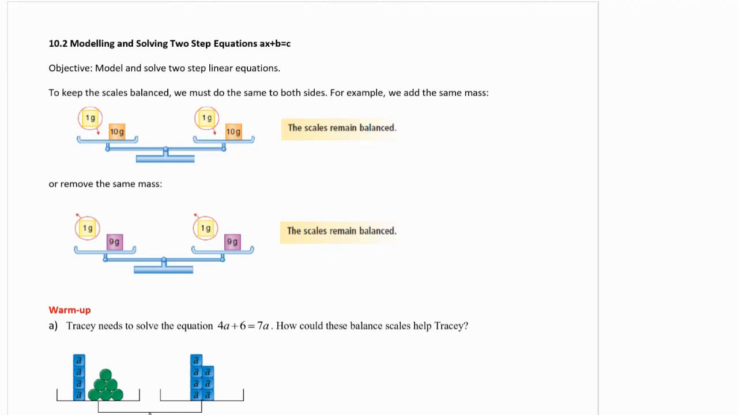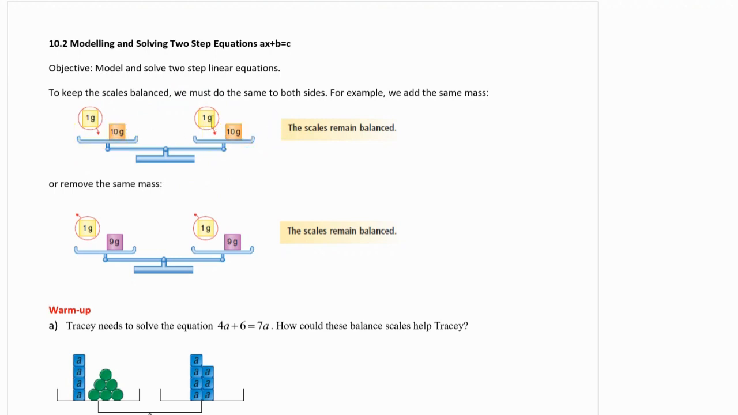Hello everyone. Today we will be learning how to model and solve two-step equations. Look at this balanced scale. You have 10 grams on each side. So this is perfectly balanced.